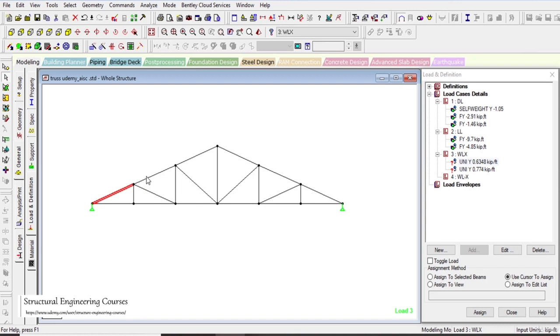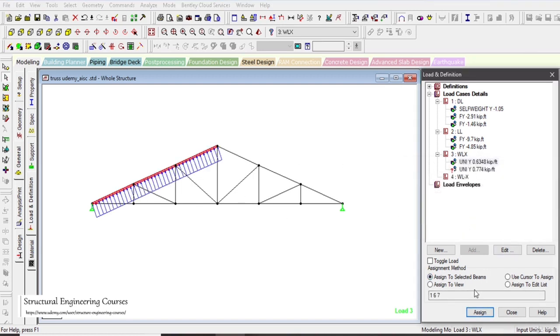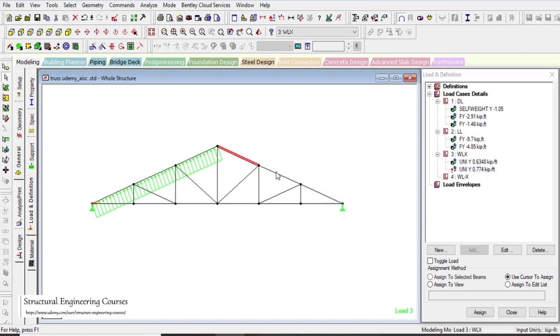So here we can select all these members here, and then we can click assign selected beams. Similarly for the leeward side we can just apply the loading here. So now all the basic math or trigonometry, whatever we do need to consider for this, that is the horizontal component, vertical component, and 50%, automatically STAAD will calculate it.